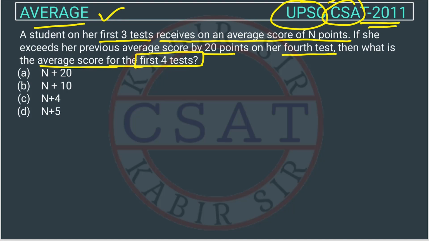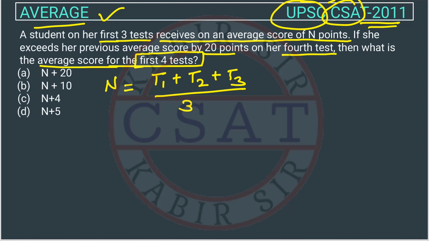So the question is asking what the question has given. The question has given the average score of first 3 tests. So what is given? They have given the average score is n of first 3 tests. Let's suppose the tests are T1, T2 and T3.